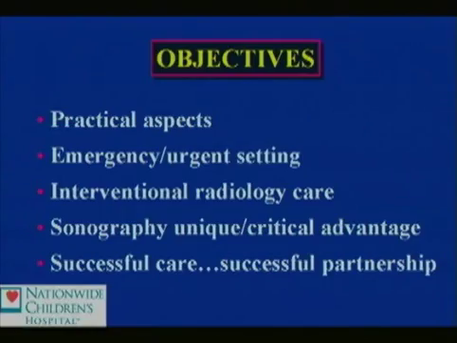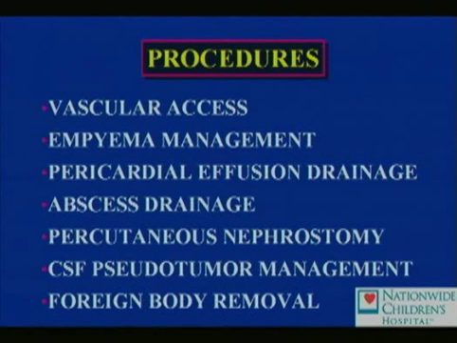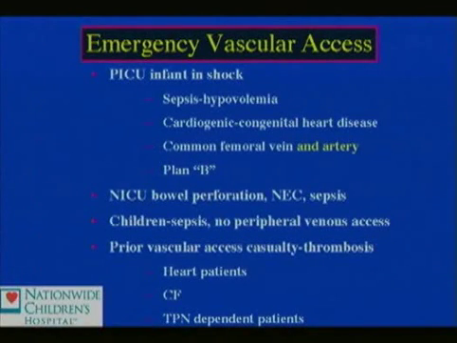These elements together allow us to provide more successful care and particularly successful partnership with medical and surgical disciplines. We'll focus on 7 procedures today: vascular access, the management of empyema in the chest, emergent pericardial effusion drainage, abscess drainage, percutaneous nephrostomy placement, cerebrospinal fluid pseudotumor management in patients with ventricular peritoneal shunts, and lastly, some unusual situations where foreign body removal is requested on an emergent basis. We will look first at emergency vascular access.